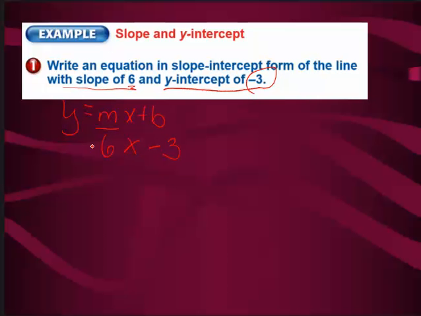The formula has to have an x and a y in it, so I have to leave my x and y, and that is all I do. That is the answer for this question. Pretty straightforward. You just plugged it in. We didn't have to go find anything there.